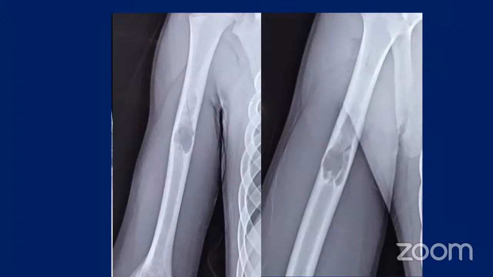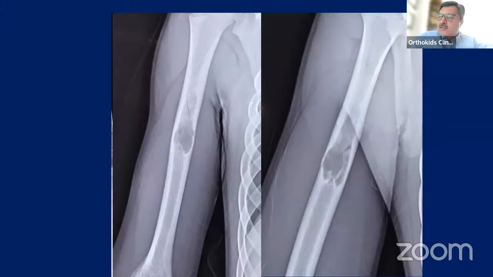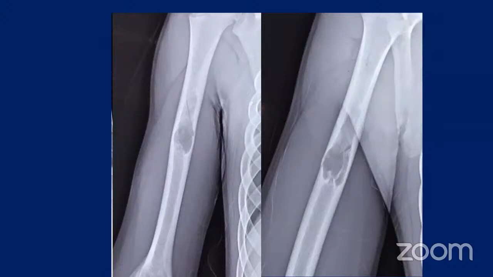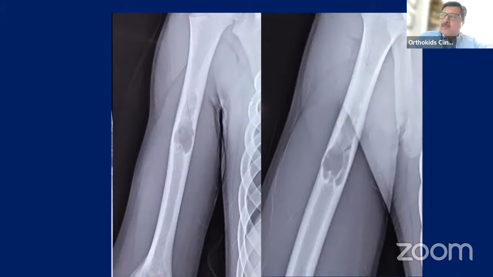Secondly, the matrix that we see here is a little bit fibrous, and in the proximal part of the lesion you see some ground glass type of matrix. I would be a little biased because I was part of the treatment of this patient. But even before we did the biopsy, our differentials did include BFH or an ABC. Of course, I had seen the MRI by that time.